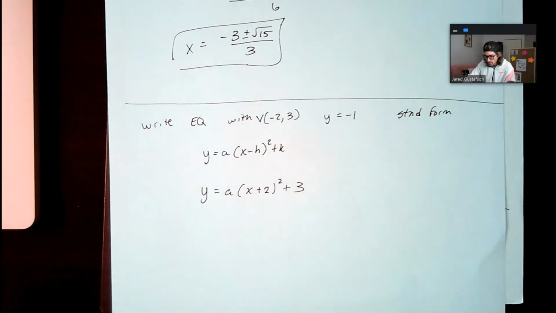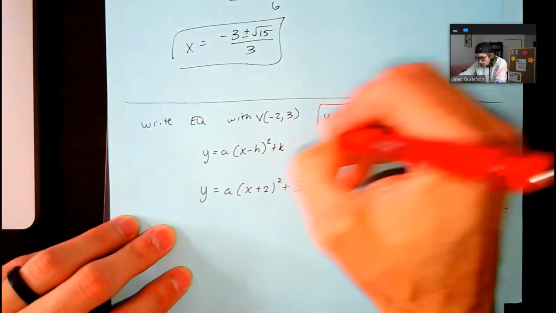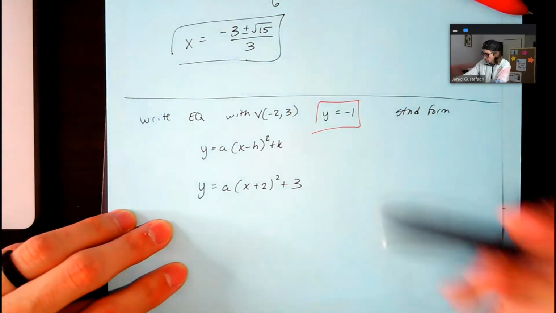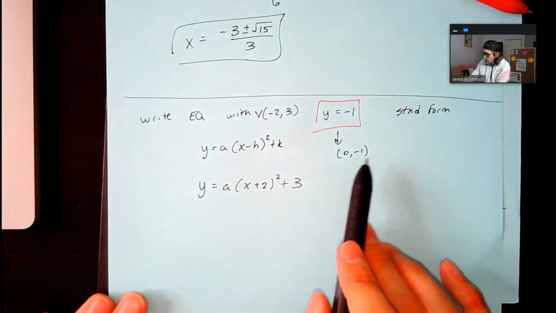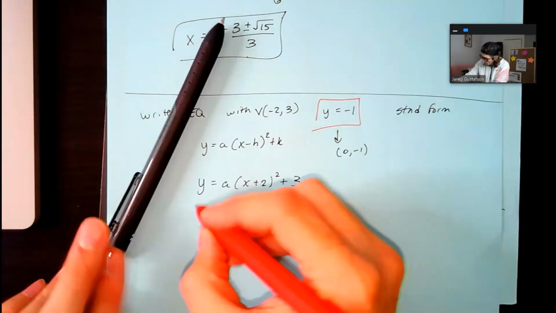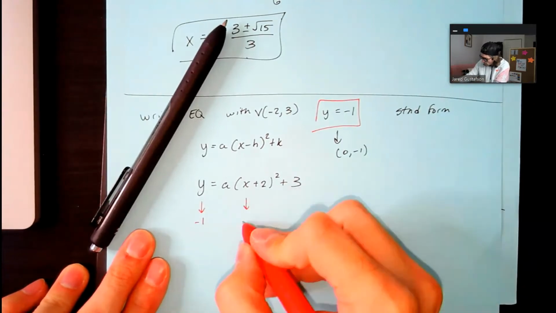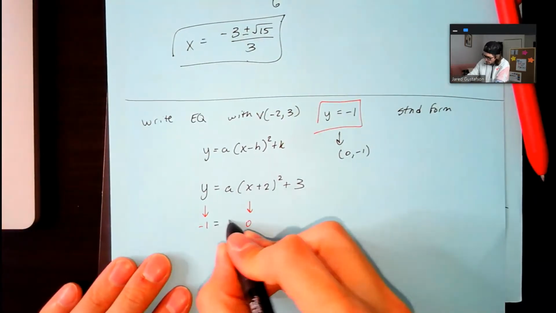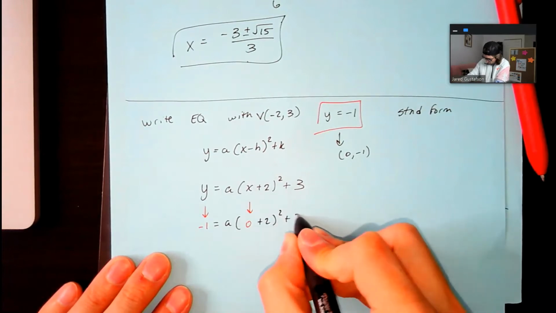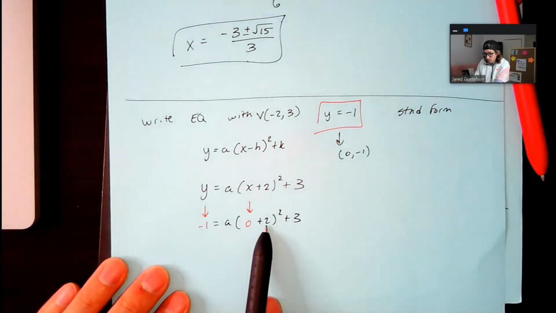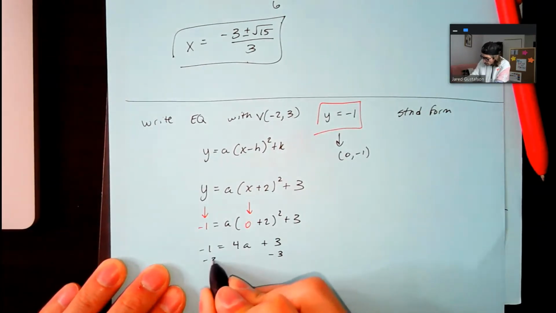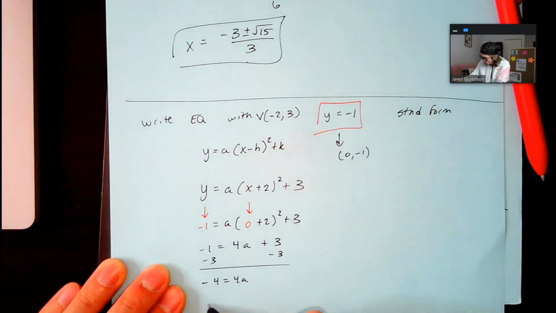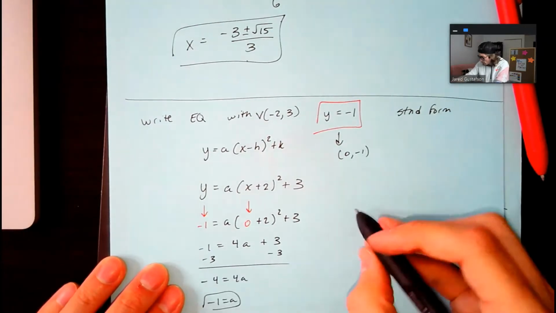And how are we going to solve for a? Well, we're going to use our other given information. This is the point 0, -1. Let's plug in those values for x and y so we can solve for a. Let's plug in -1 for y. Let's plug in 0 for x. 0 plus 2 is 2. 2 squared is 4. Subtract 3. And it looks like a is equal to -1.